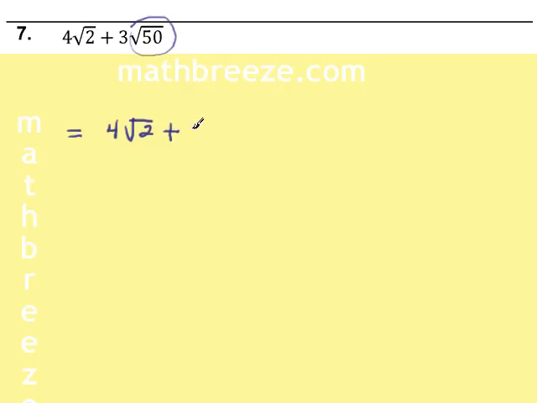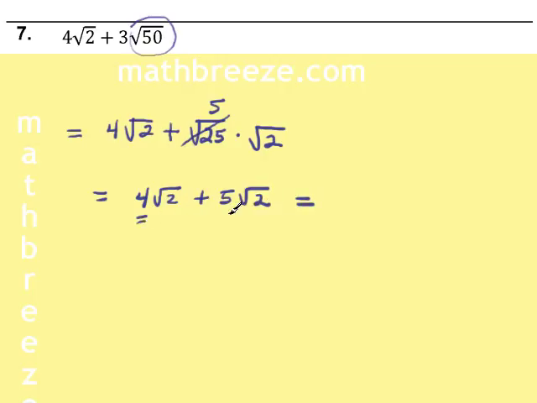Let's choose 25 times 2, because 25 is a perfect square. So we have square root of 25 times square root 2, and square root 25 is 5. So we have 4 square root 2 plus 5 square root 2. And now we have like radicals. After simplifying, we did end up with like radicals, so add the coefficients in front, 4 plus 5, and we have 9 square root 2.